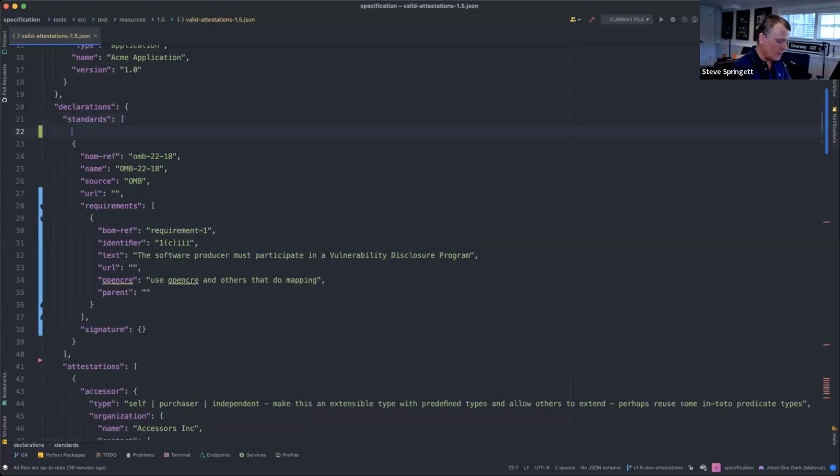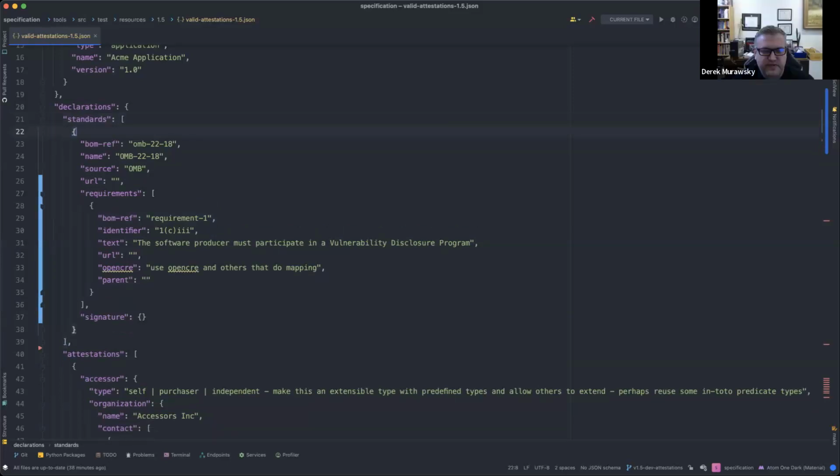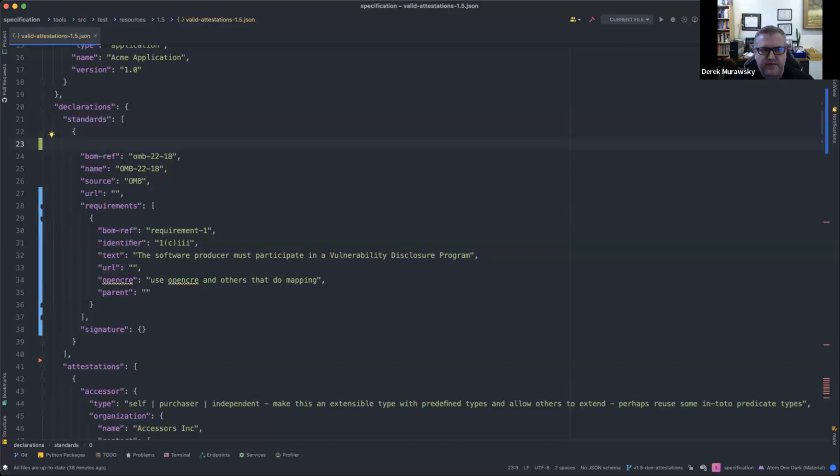Right. And I think what Jeff was mentioning before is there's tremendous value in the idea of machine readable standards for things like NIST 800 and such, because then we can do things like mapping back and forth very, very easily, right? That's the OpenCRE link that we talked about last time.